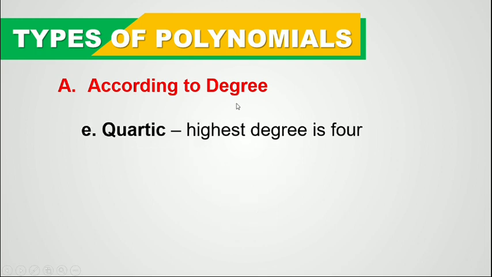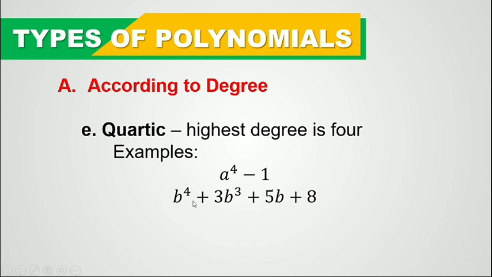Now let's proceed to the fifth one. We have quartic polynomial. So its highest degree is 4. So a raised to 4 minus 1, b raised to 4 or b fourth plus 3b cubed plus 5b plus 8, and then c fourth or c raised to 4 or c to the fourth power plus 2c cubed minus 3c squared plus 5c plus 6. These examples are under the quartic polynomial. So we have 4 as its highest exponent or degree.